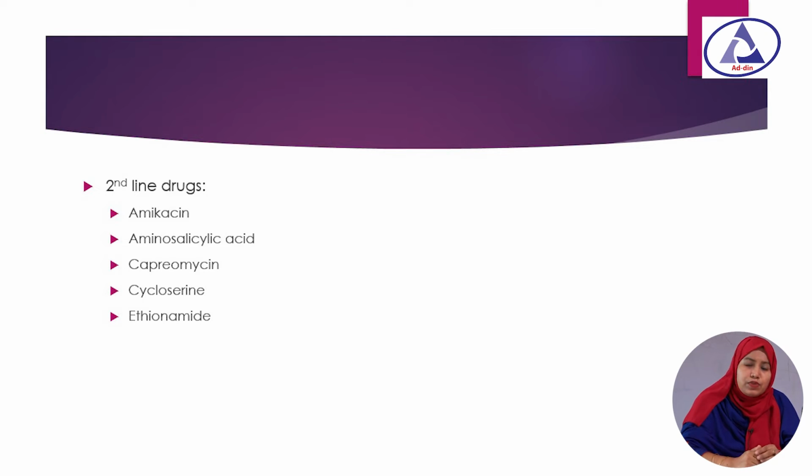Then what are the differences between first line and second line drugs? First line drugs are initial drugs. Initial drug means when a patient becomes TB positive, at first he or she will be treated by these first line drugs, that is isoniazid, rifampicin. These are the must drugs, and if they are not functioning, then you will use the second line drugs. First line drugs are more effective than the second line drugs. These are less effective, and first line drugs have less severe toxic effects.